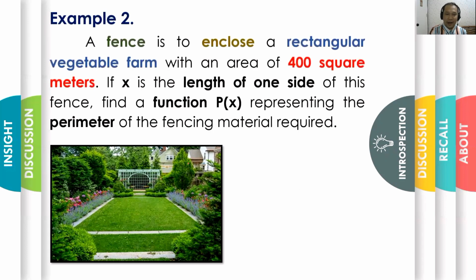Now, a fence is to enclose a rectangular vegetable farm, but in this case, I will be using a rectangular garden with an area of 400 square meters, meaning to say the area when we multiply the length and the width of this rectangular garden is equal to 400 square meters. And if x is the length of one side, what will be the function P of x representing the perimeter of the fencing material required?